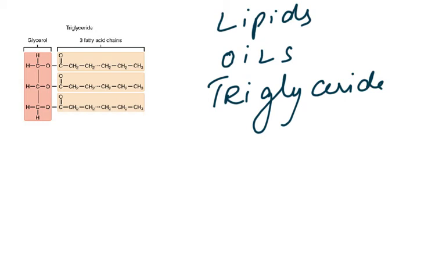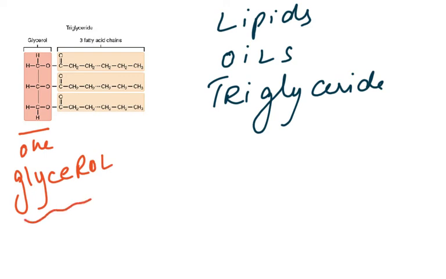Now coming to another molecule, lipids, oils, triglyceride or fat. What is it made up of? It is made up of one glycerol molecule. This is not glycerine, it is glycerol. Please get the spelling right. And then it has three fatty acid chains. So you can see 1, 2, 3. So three fatty acid chains.